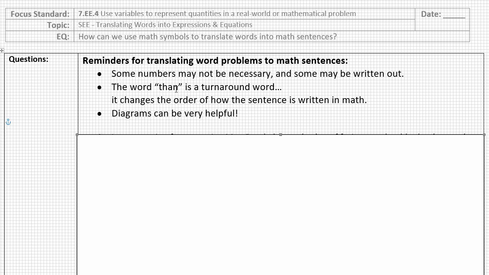The word "than" is a turnaround word. It changes the order of how the sentence is written in math. So we write it in one particular order, and we use that word in English. When we translate that to math, we have to be careful. And as always, with most problem solving in mathematics, diagrams can be very helpful. So with that, let's go ahead and get started.